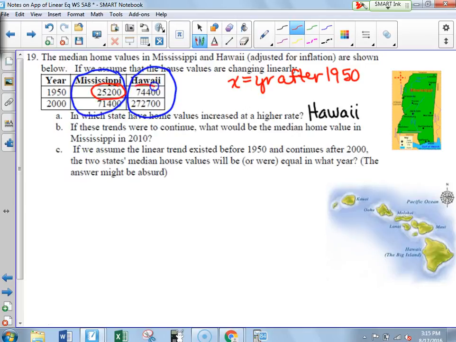You got it. What Miranda just said then is these are actually going to be the y-intercepts, right? Because this is at exactly 1950. So these are the ordered pairs 0, 25,200. And the other one for Mississippi would be 50, 71,400. Everybody know where I got 50? 50 years later.